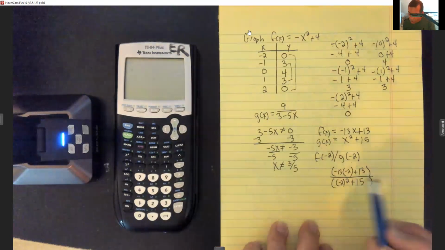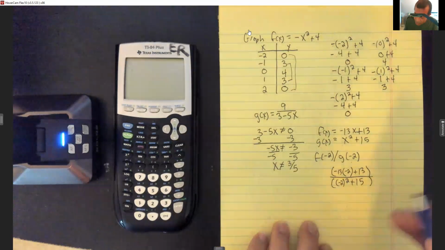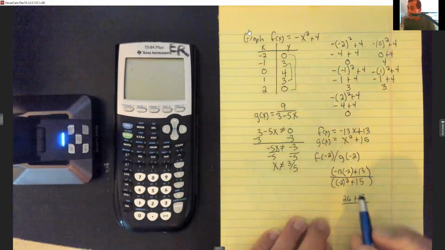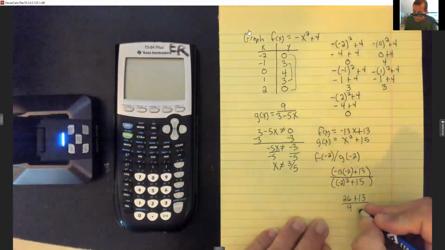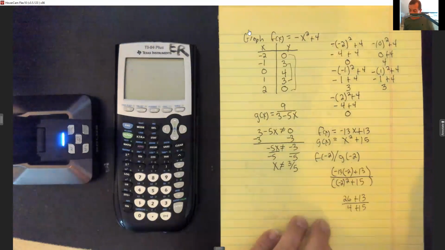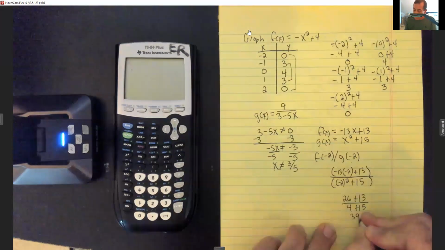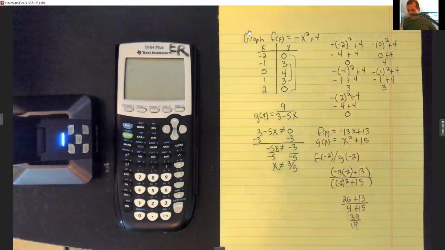All right, so I'd work the top. Negative 13 times negative 2 is 26 plus 13. On the bottom, negative 2 squared is a positive 4 plus 15. All right, we can keep going. 26 and 13 is 39. 4 plus 15 is 19. And y'all, I don't believe that'll reduce anymore.